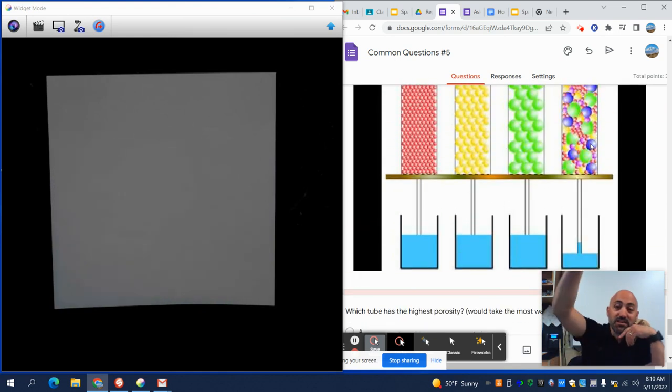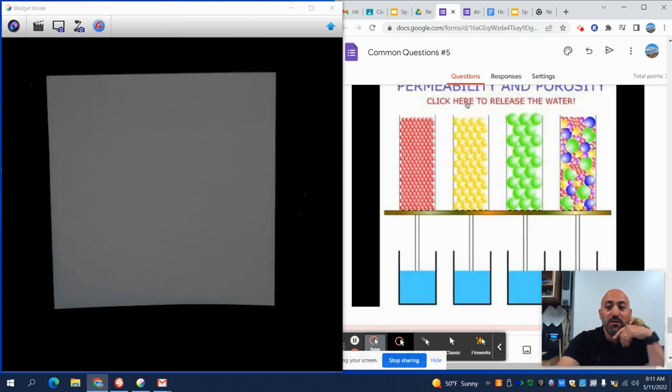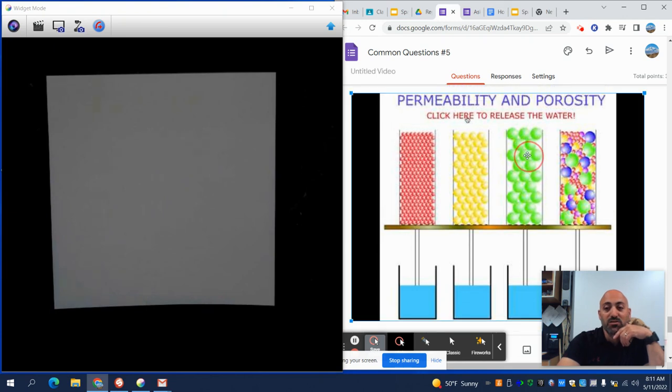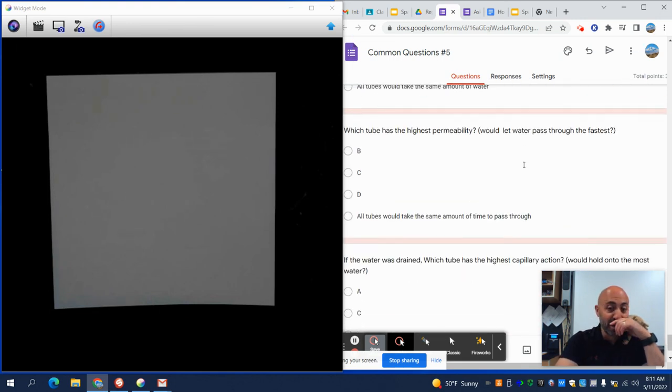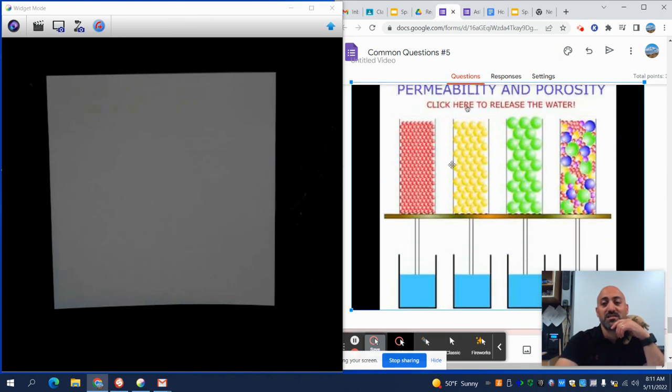Permeability. How fast can the water go through? The bigger particles like this over here let water go through faster. So that's higher permeability in the green. And then capillary action, which one stays the wettest? Red is going to stay very, very wet. So would this mixed sediment over here. But the smaller the particles, they stay wet longer because there's more surface area.